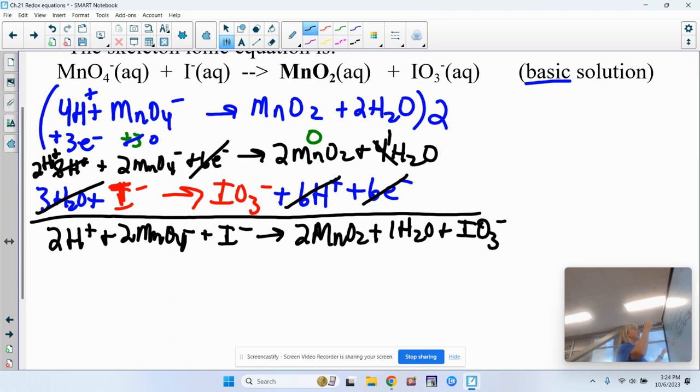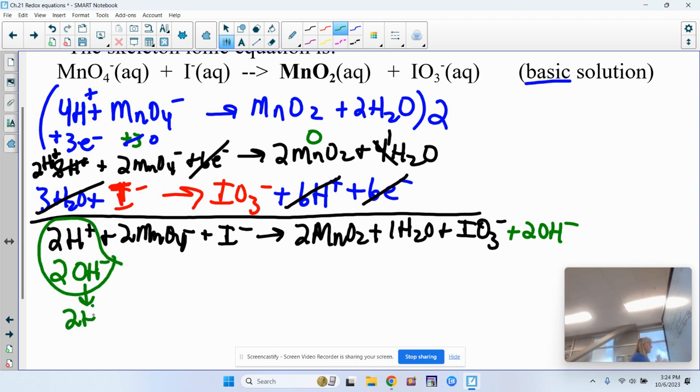But because it's in basic, now this is where there's the extra step. I ended up with 2 H pluses on this one. So that means to both sides, because it's already balanced, whatever I do to one side, I have to do the other. To both sides, I'm now going to add 2 OH minuses. On this side, H plus and OH minus make 2 waters. On this side, it doesn't add in with anything. It's just the 2 OH minuses, right? So now I have 2 waters on this side. I had 1 water on this side, so I can subtract out 1 water from both sides.